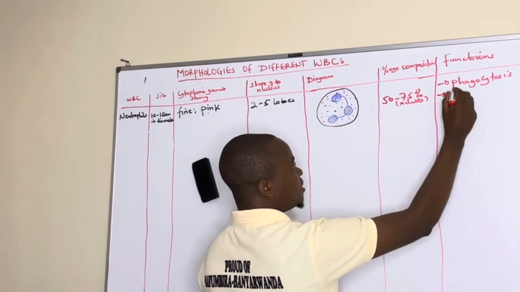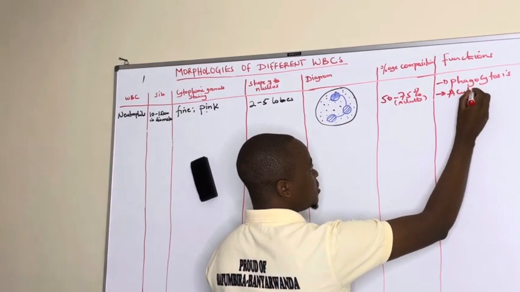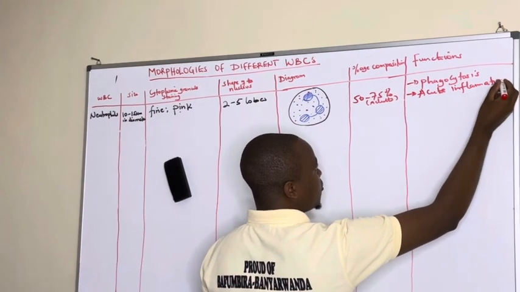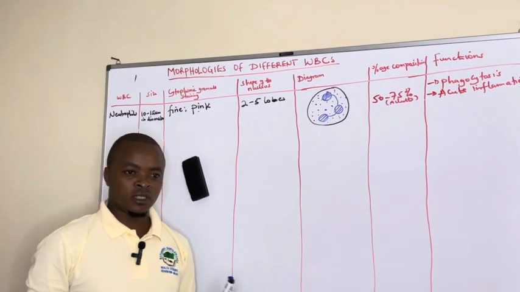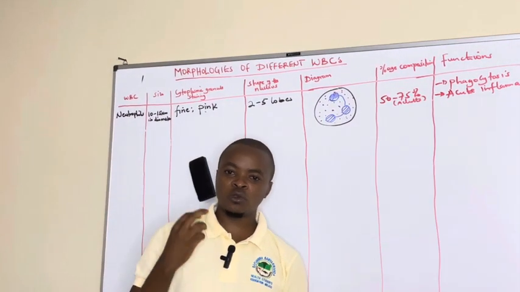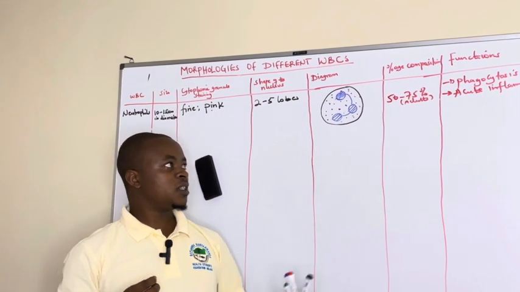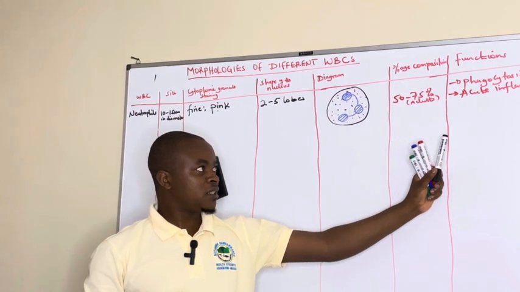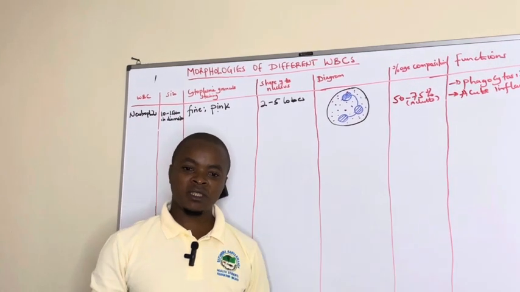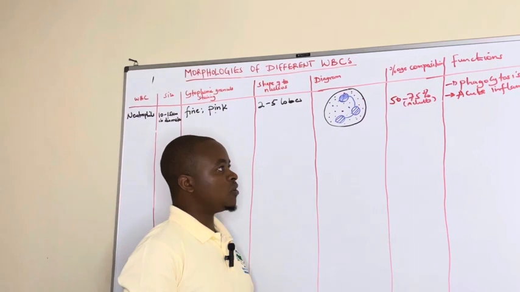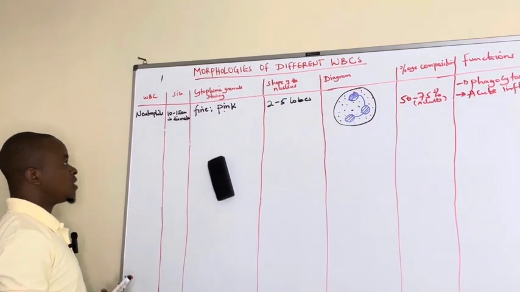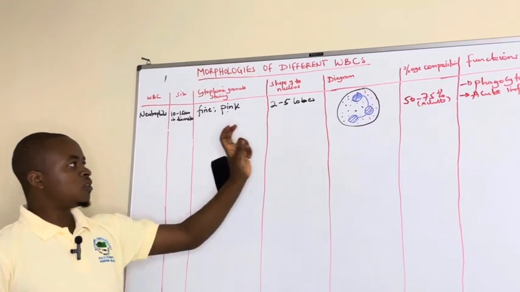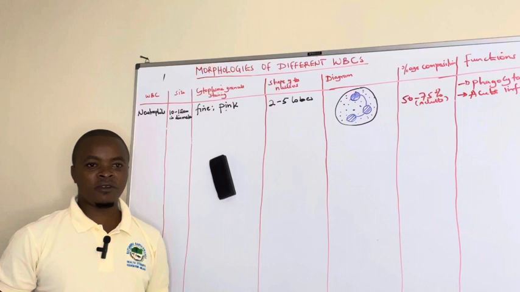And another major importance is they participate in acute inflammation. So when you go to acute inflammation, you find neutrophils playing a big role. So those are the two major functions of neutrophils: participating in phagocytosis, that is engulfing bacteria that enter the body, and participating in acute inflammation, which plays a big role in defending our body. So this is what we can discuss about neutrophils. Neutrophils are neutral because they take up both the eosine and the methylene blue.